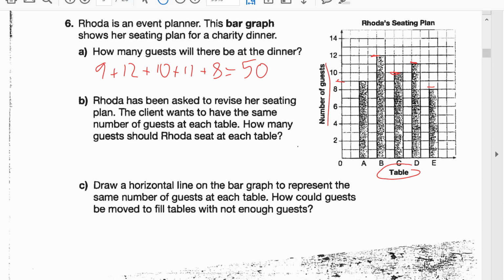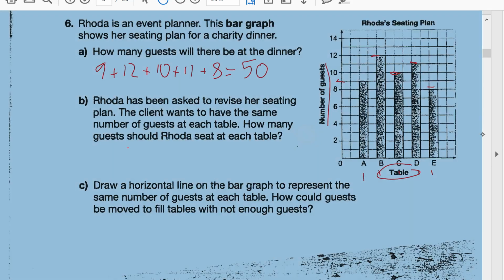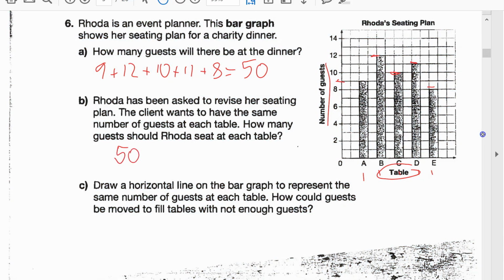Rhoda has been asked to revise her seating plan. The client wants to have the same number of guests at each table. How many guests should Rhoda seat at each table? Well, how many tables do we have? 1, 2, 3, 4, 5. 50 guests divided by 5 is 10 per table.